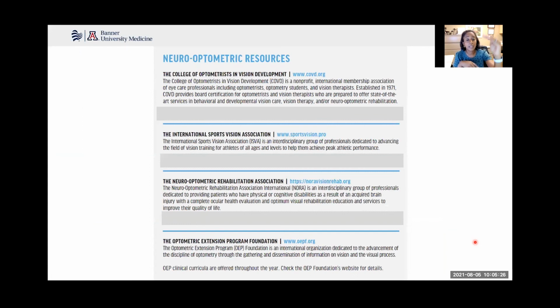And from that website, I gleaned this little snippet, and it has some websites for other resources that I use. So covd.org, Sports Vision Pro, which is the International Sports Vision Association, and then the oepf.org, which is the Optometric Extension Program Foundation. All of these are great resources that can provide you current and relevant information about emerging processes and information that you might want to know to better your program and answer the questions that you might have that even I might not be able to answer for you.